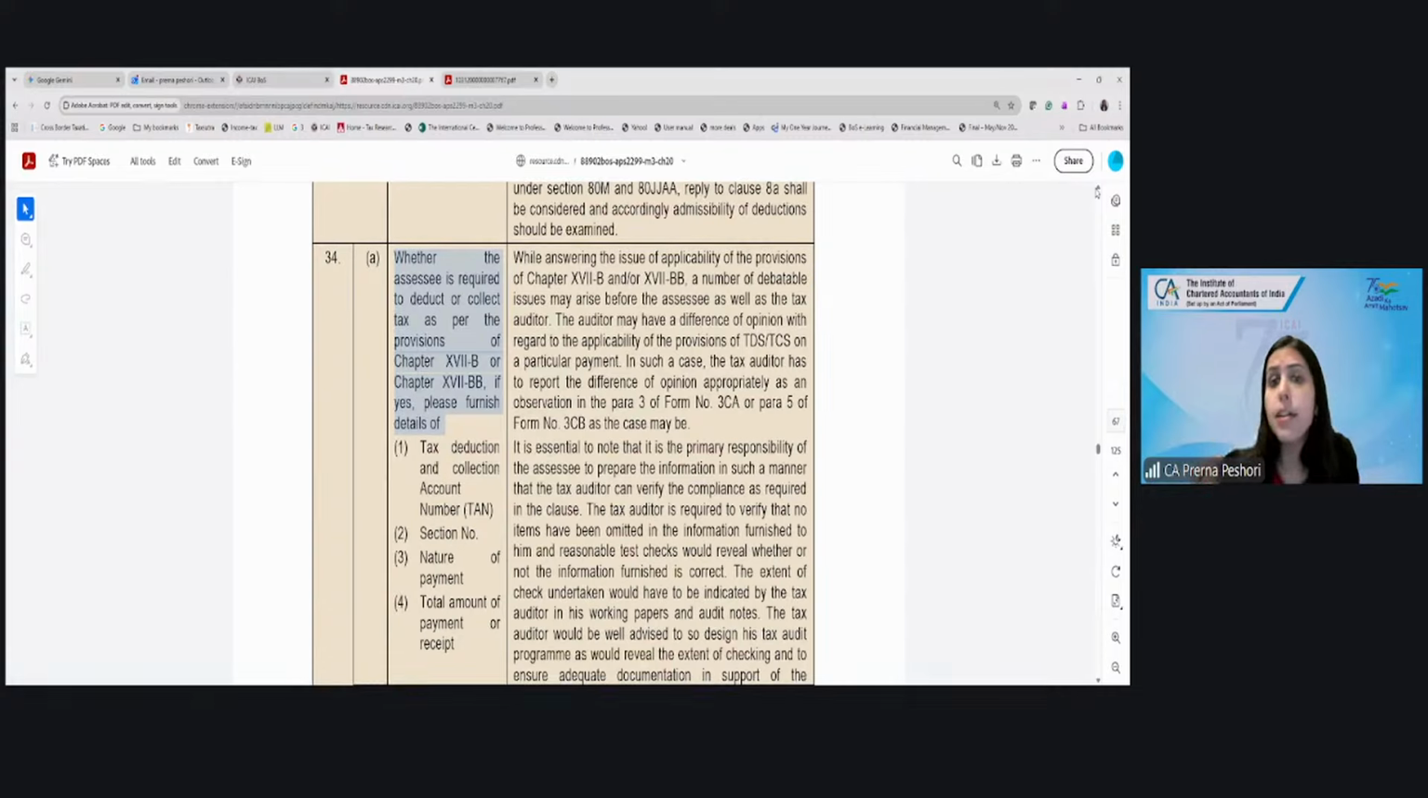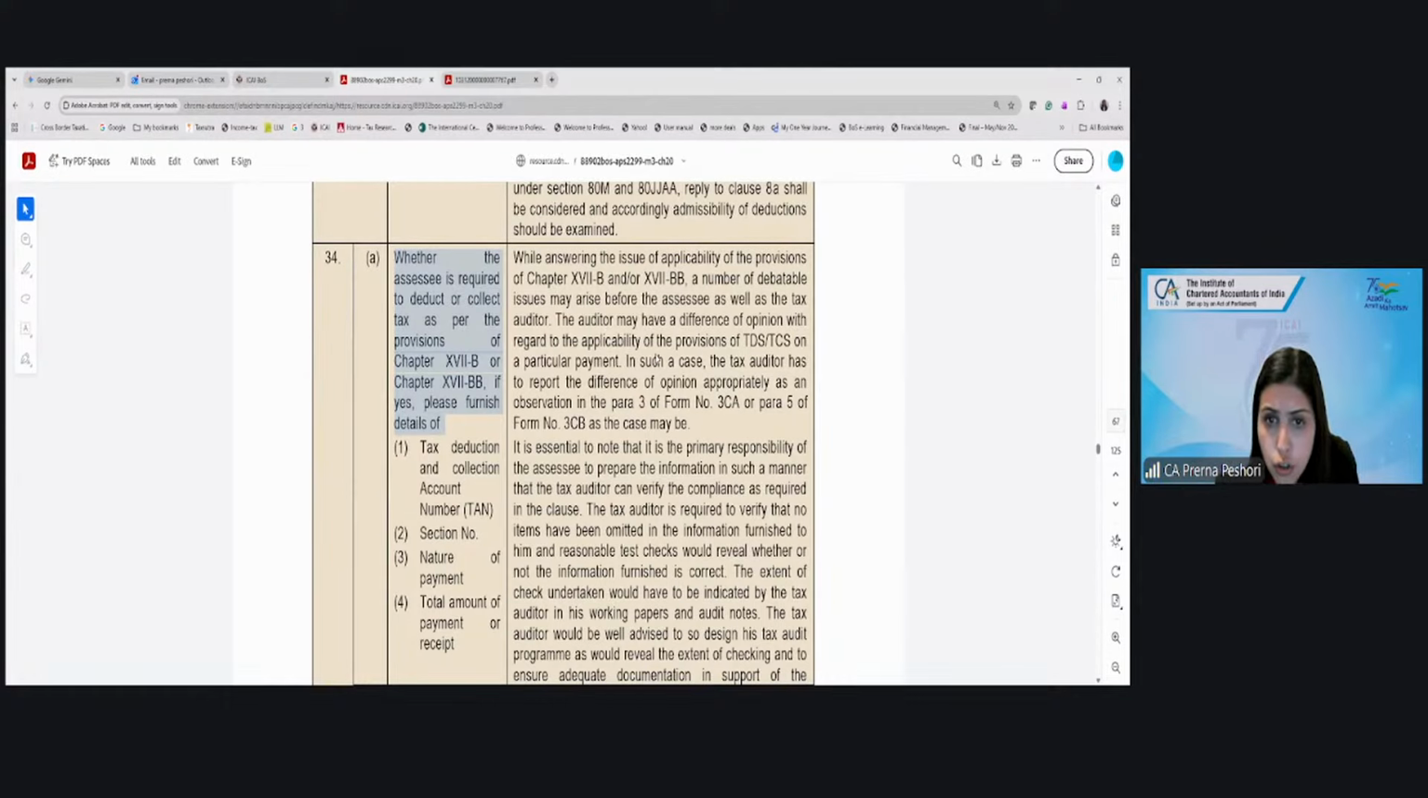Now there is a possibility that the tax auditor may feel that this payment is liable to TDS, let's say under 194C, but the assessee has deducted under 194J, or the assessee has not deducted the TDS at all. Then that needs to be reported as a part of the observation in form 3CA or 3CB.